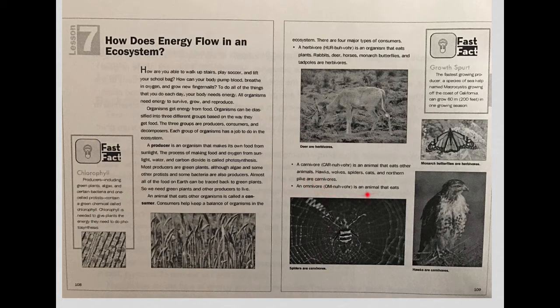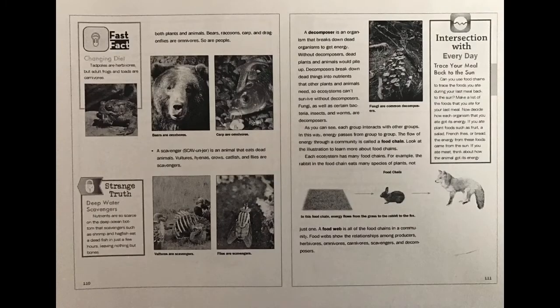An omnivore is an animal that eats both plants and animals. Bears, raccoons, carp, and dragonflies are omnivores. And so are we. I don't know about you, but I like berries. Berries are really good. But then I also like steak. So that's a plant and an animal. What about you? What do you like? Moving on, we have scavenger. A scavenger is an animal that eats dead animals. Vultures, hyenas, crows, catfish, and flies are scavengers.